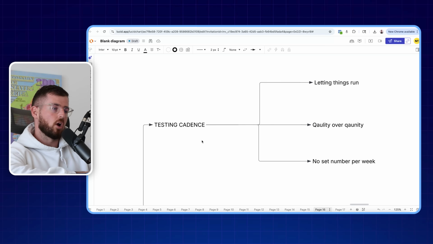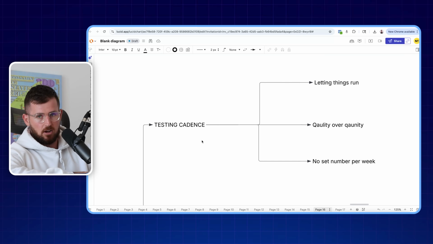I've seen dropshippers download 50 TikToks a day and test 50 TikToks a day with a $10 a day budget and find a winning ad and scale. I've seen people test one new ad a week.